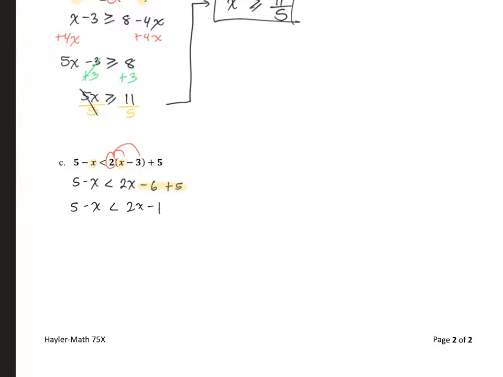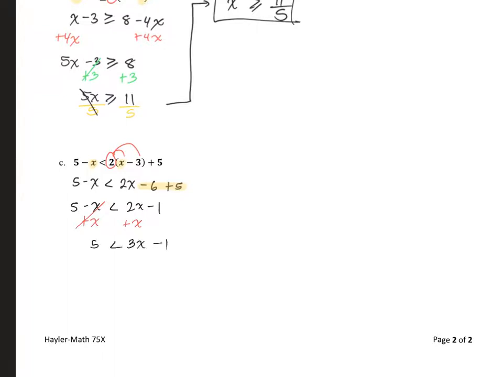Okay, let's get x on one side. So I'm going to go ahead and I'll add x to the other side. We're just trying to combine. So combine on either side. You can combine to the right side, or you can combine to the left side. Either side works. And then I have 5 is less than 3x minus 1.